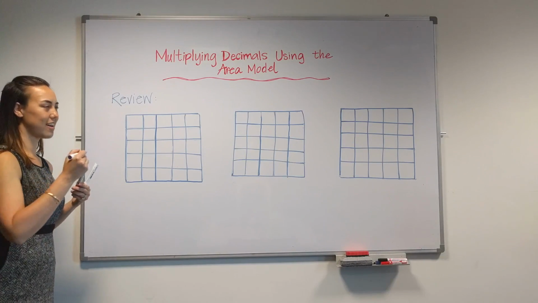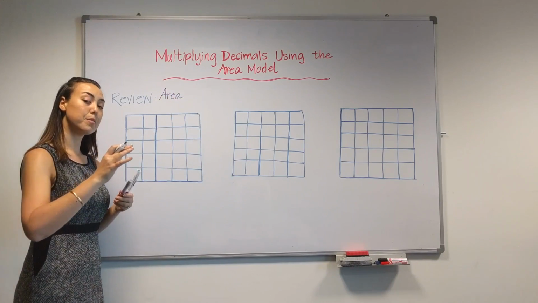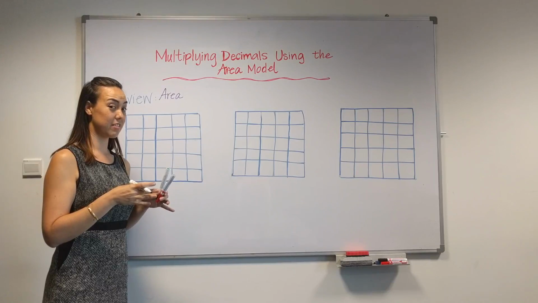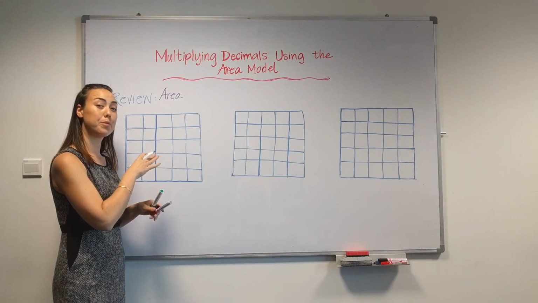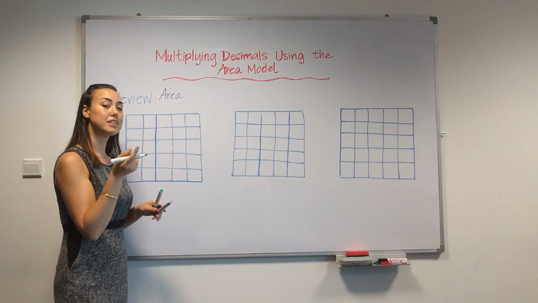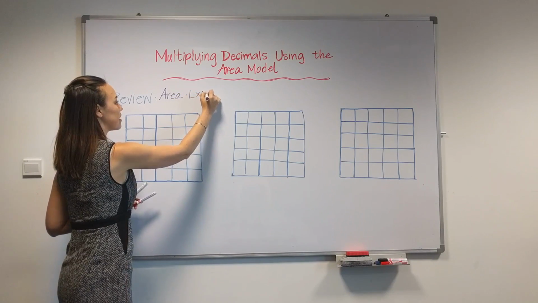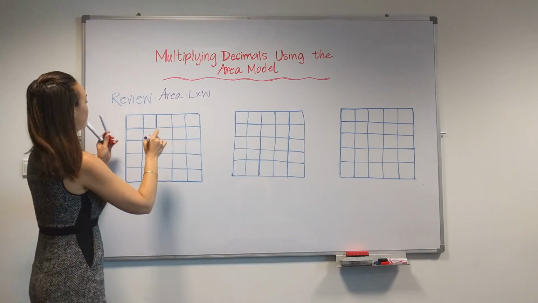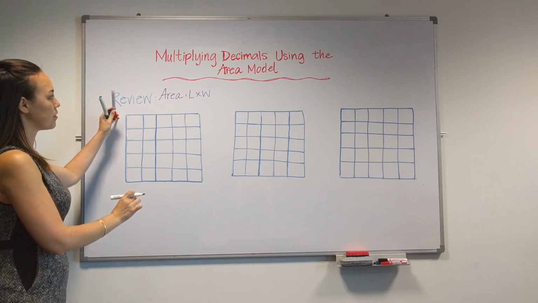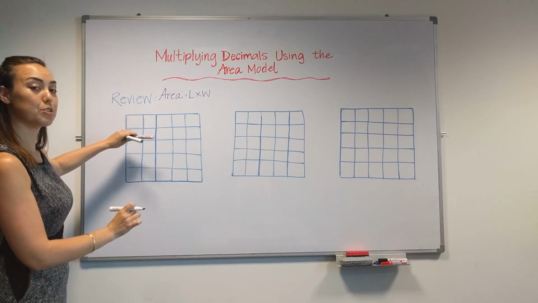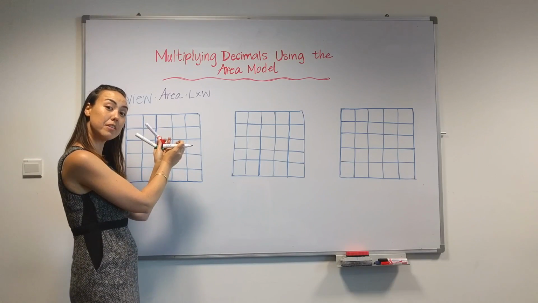So, really quickly, the area model. First of all, what is area? Area, remember, is the space inside of a figure, a closed figure. In our case, we're working with squares right now, but this also works for rectangles. The formula for area is length times width. Given that the area is length times width, we know that the product of these two will give us the number of squares inside.